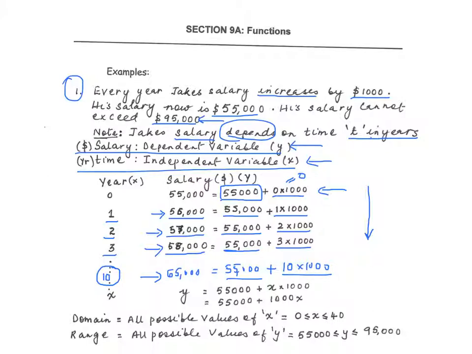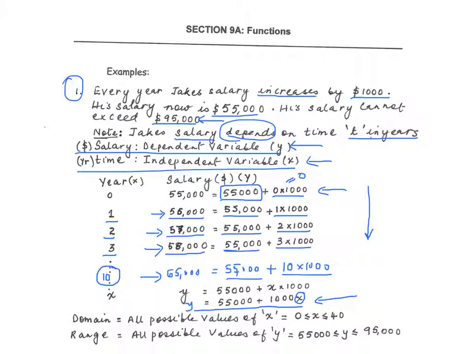So generalizing, if we say his salary is Y and the number of years, which is the independent variable, is X, we can model this relationship between salary and time using the equation Y equals $55,000 plus 1,000 times X dollars. So this is an equation that represents the relationship between X and Y.